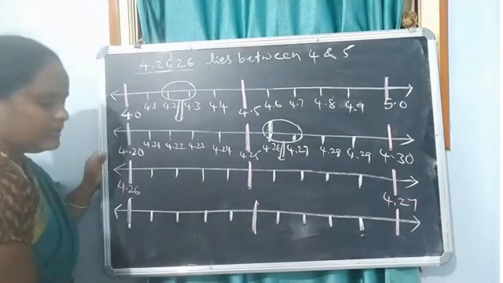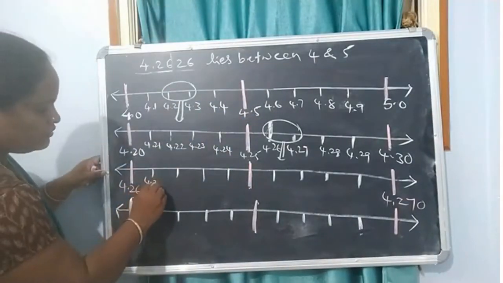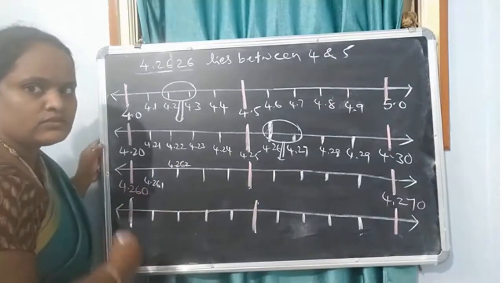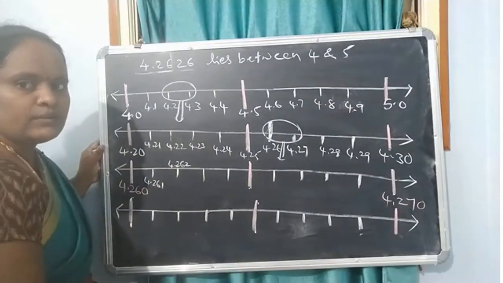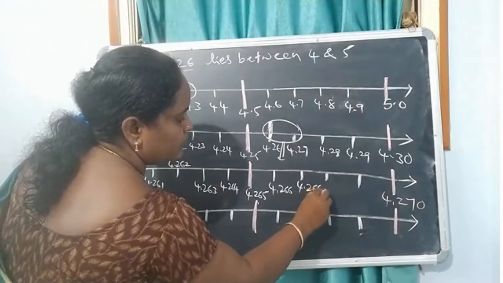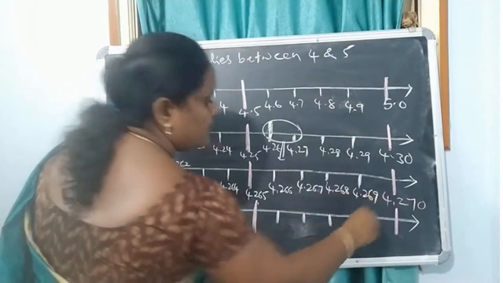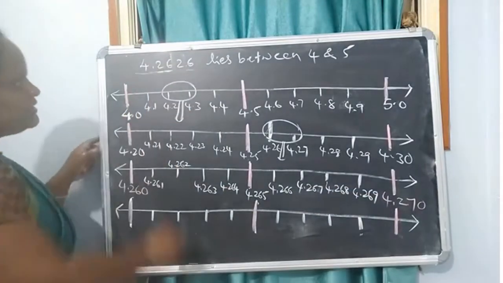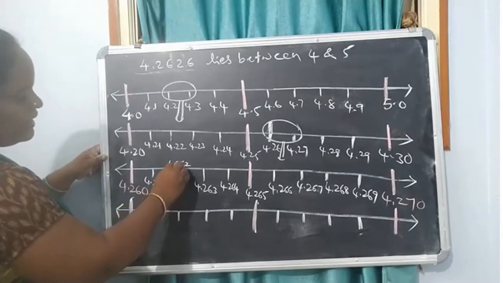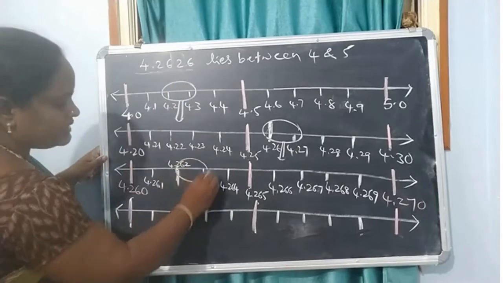I want up to 3 decimal places, 260 and 270. So first number will be 4.261, 4.262. Yes, in between 260 and 270, what are the numbers? 261, 262, like this. Those will be the decimal parts here. 4.263, like this I can write up to 4.268, 4.269. So where is 4.2626? If I see 262 up to 3 decimal places, 4.260, 4.261, 4.262, here, and 4.2626 will be before 4.263. So it lies between these two portions.